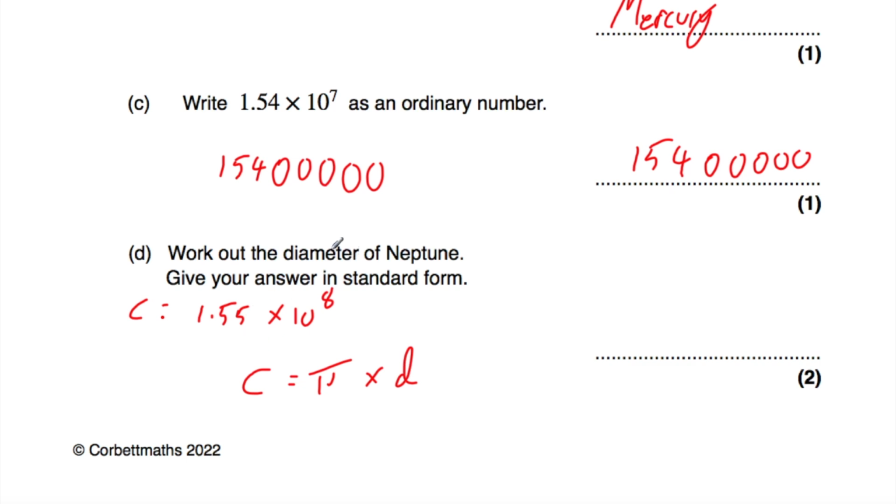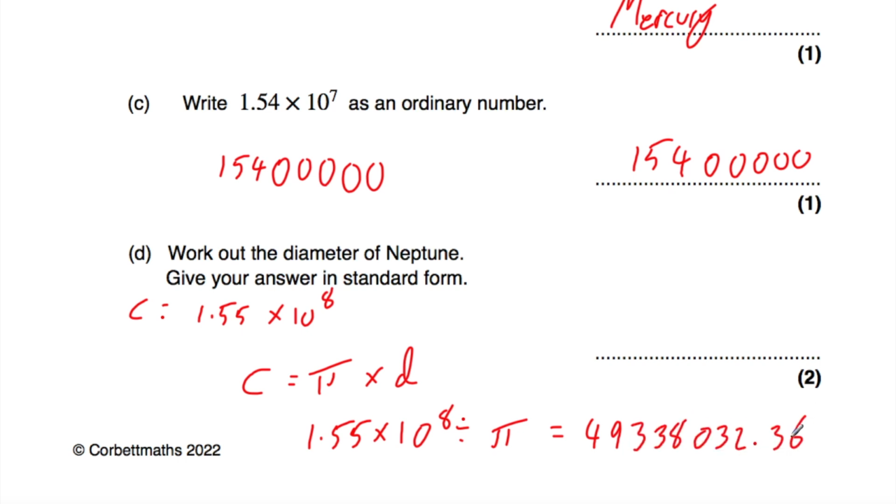So if we want to go backwards and find the diameter, we need to divide by pi. So let's take the 1.55 times 10 to the power of 8 and divide it by pi. It's a calculator question, so I'm going to open up brackets, 1.55 times 10 to the power of 8, close brackets, divided by pi is equal to 4933803.36. So we've got this.